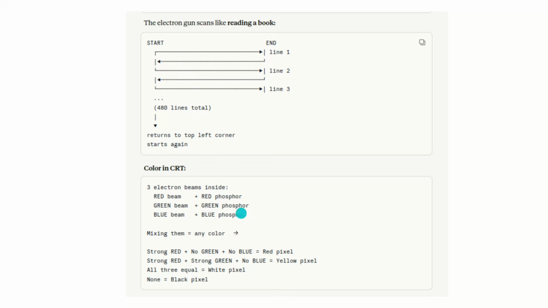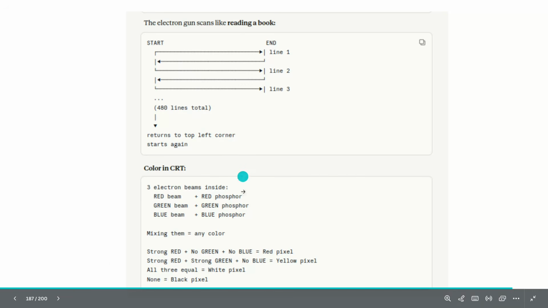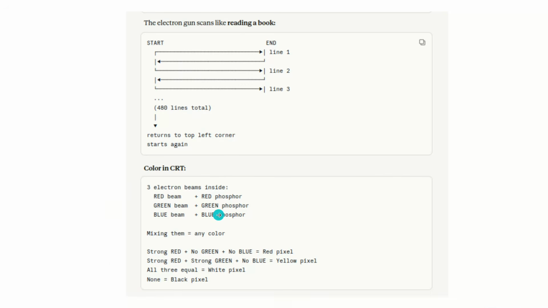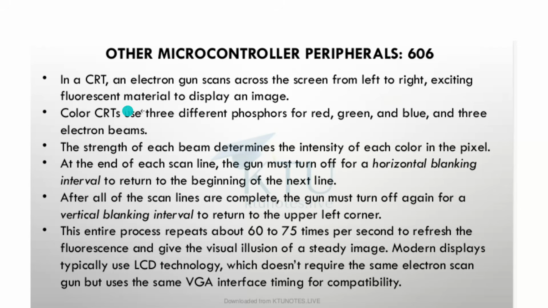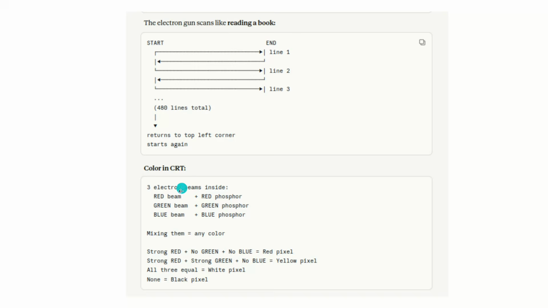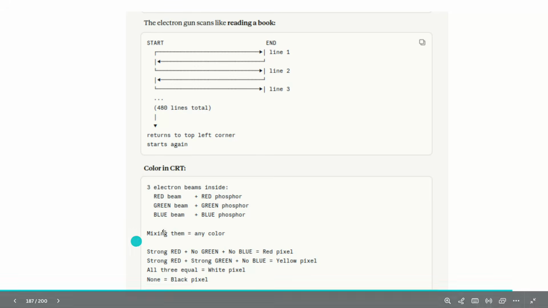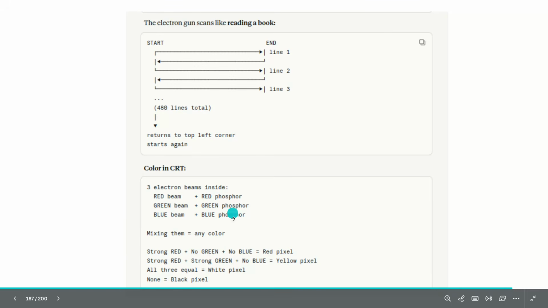Fine. Now, how are colors shown in this CRT? It will emit a beam to excite some fluorescent material to display an image. Now how to show color? There is a red beam that is mixed with the red phosphor to get the red color. The green beam mixes with green phosphor to get green color, and the blue beam also has blue phosphor.